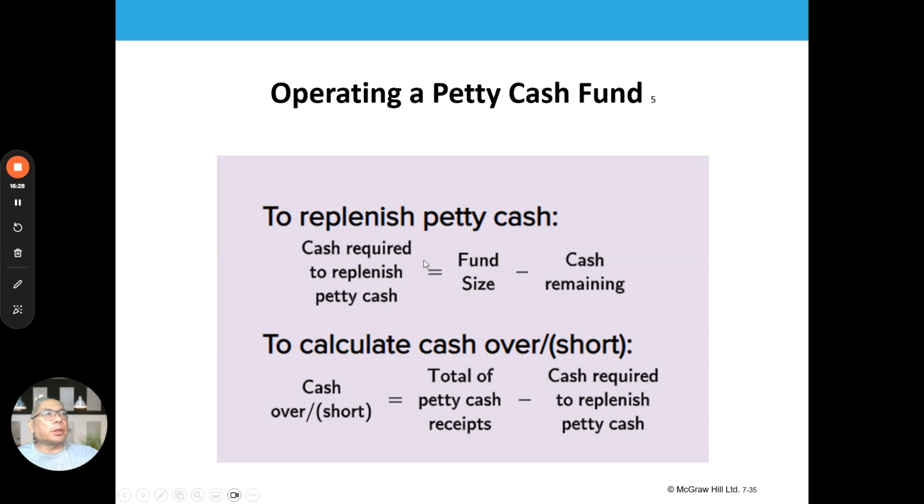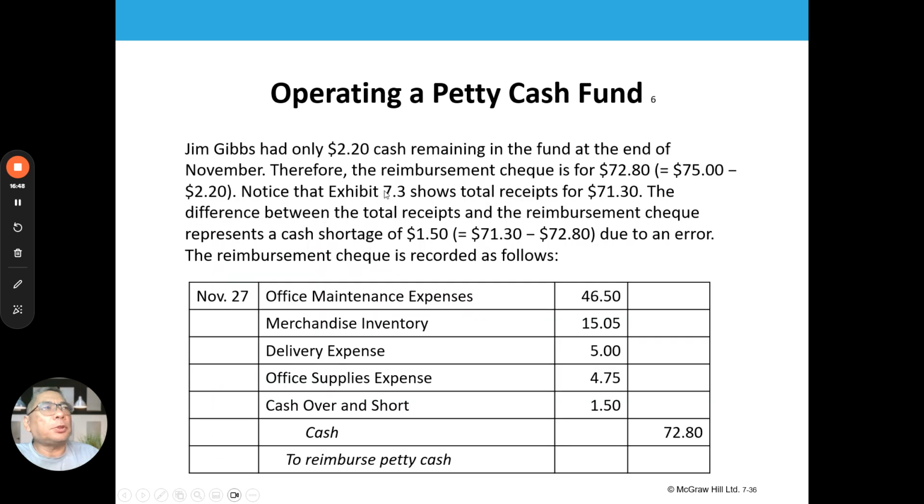Make sure the cash required to replenish petty cash is equal to the fund size minus the cash remaining. It is easy to calculate cash overshort: it is total petty cash receipts minus the cash required to replenish petty cash. In this particular example, we have about $2 short. Now, another example of how to book it: office maintenance 46.50, merchandise 11.05, delivery expense, office supplies, cash overshort $1.50, cash 72.80. This is how you book it in terms of journal entries.